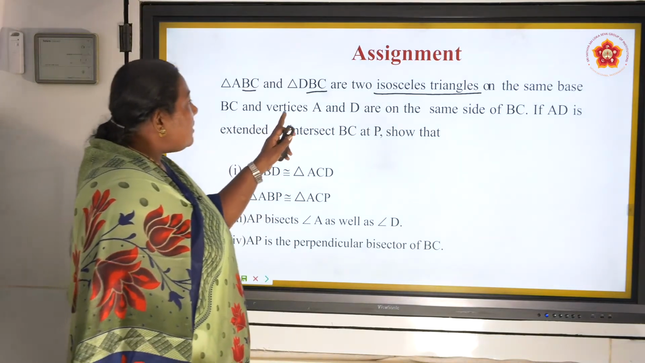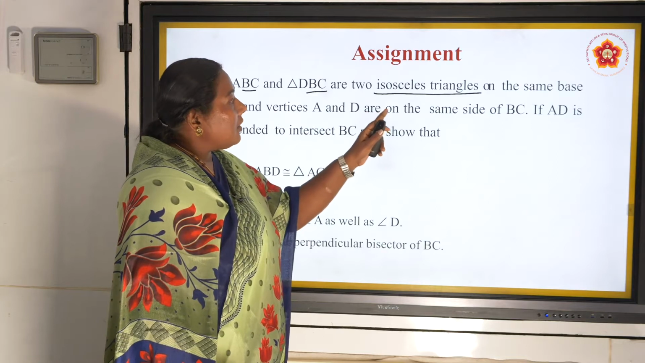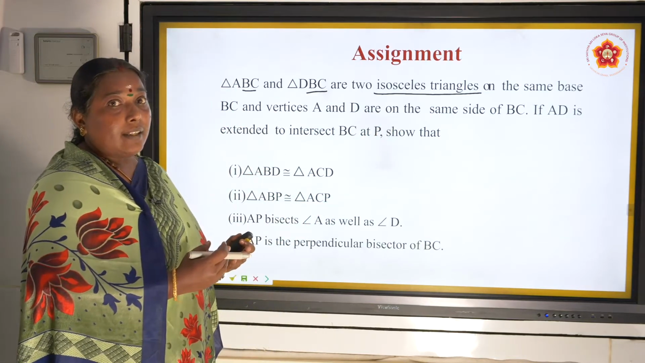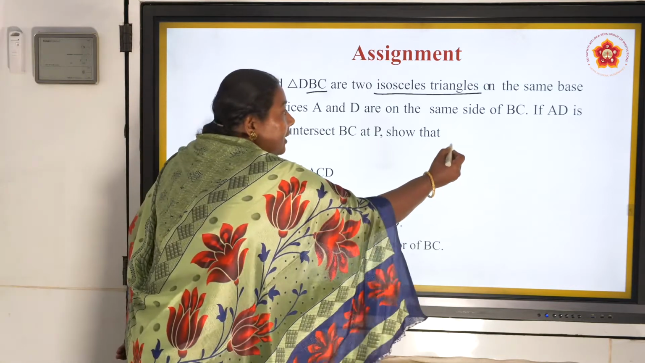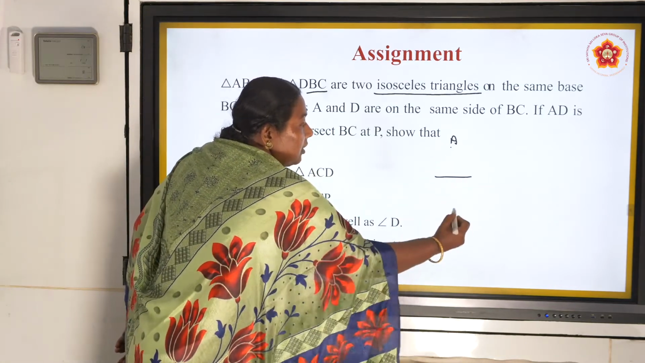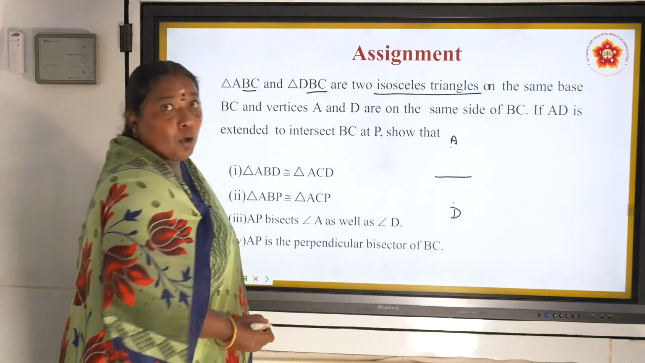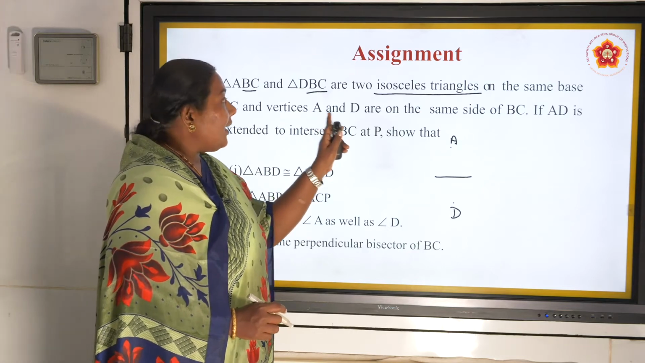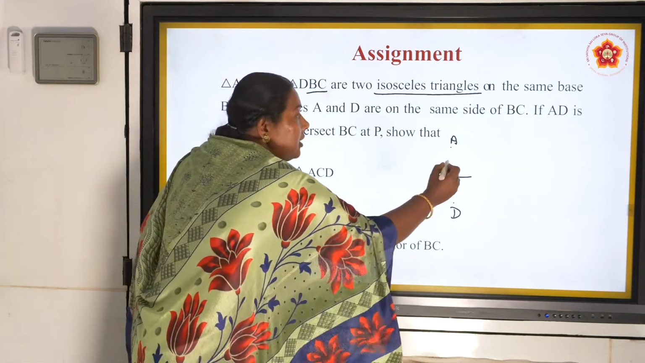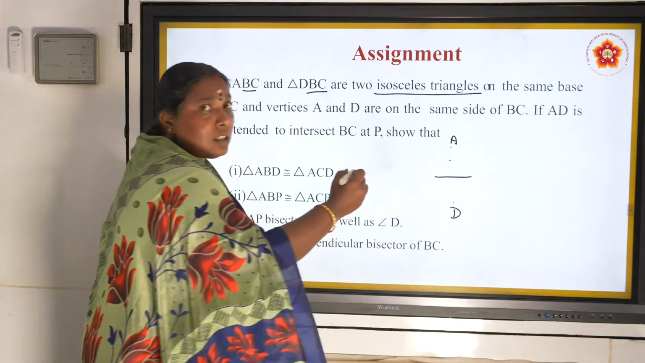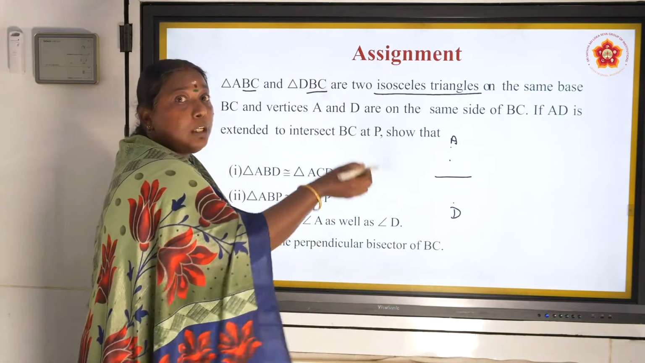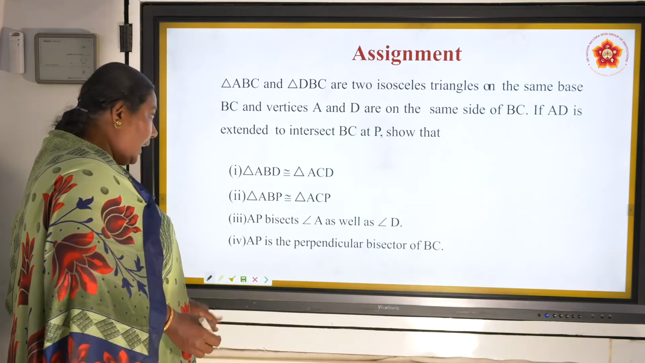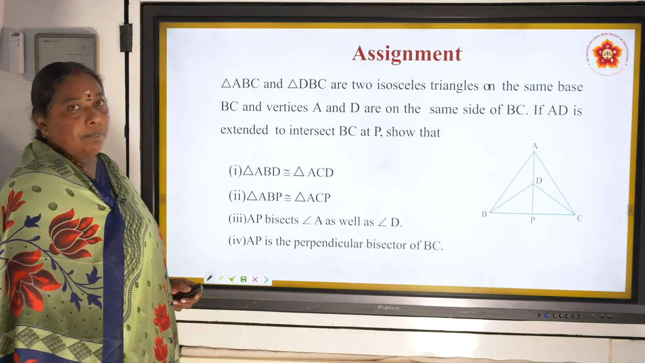Then our vertices A and D are on the same side. They are telling that A and D are on the same side, because A can be here, BC can be here, D can be here. Yes, it is possible, right? That is why they have given this line, that A and D are not on the other side, they are on the same side. But even same side means D is above A or below A. That is also a big question. That is why they have given that diagram.